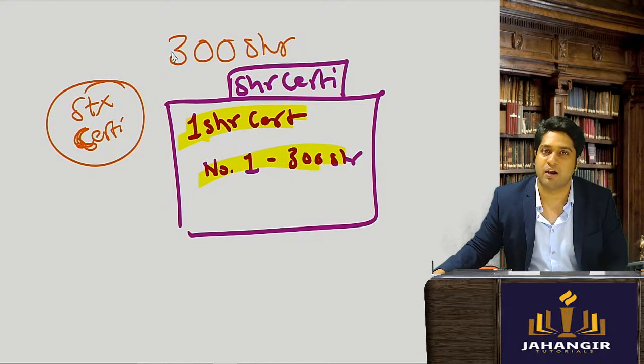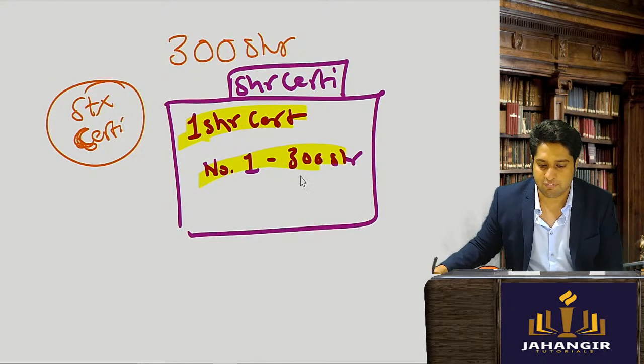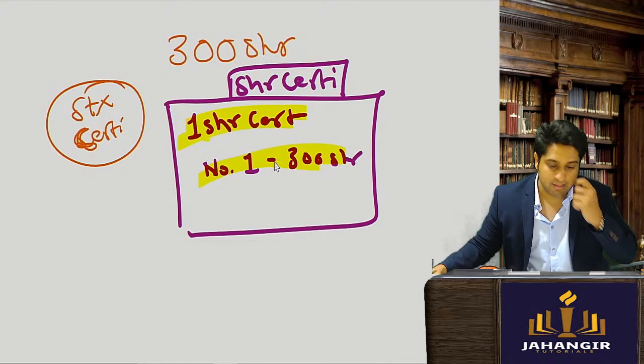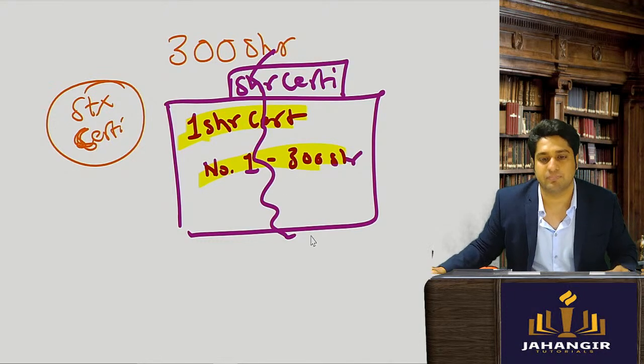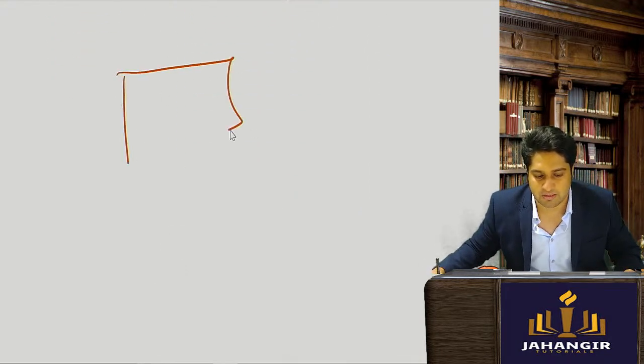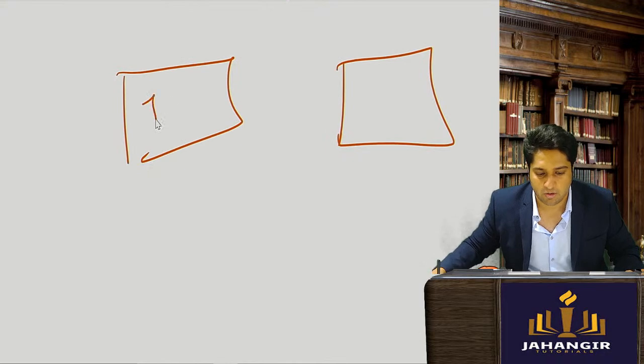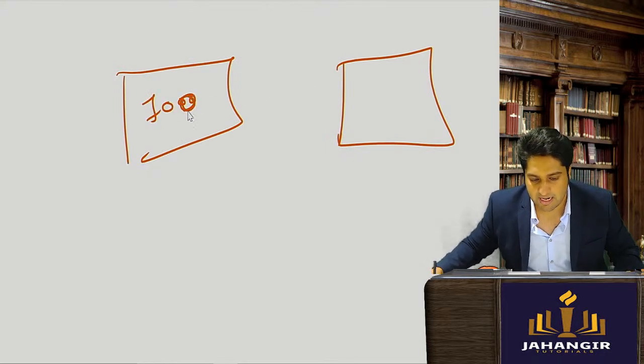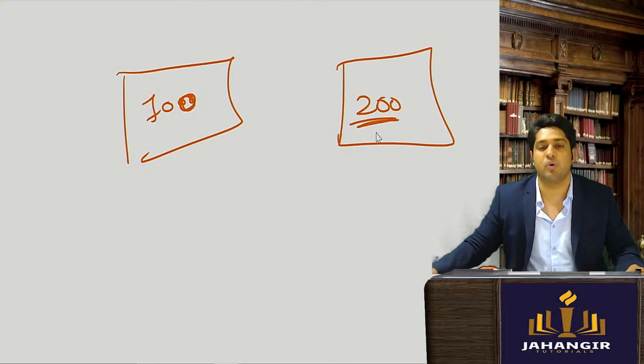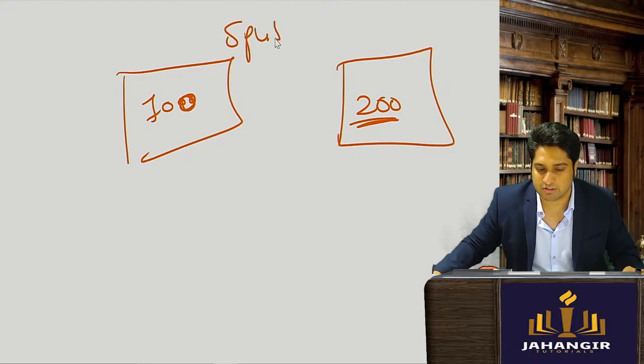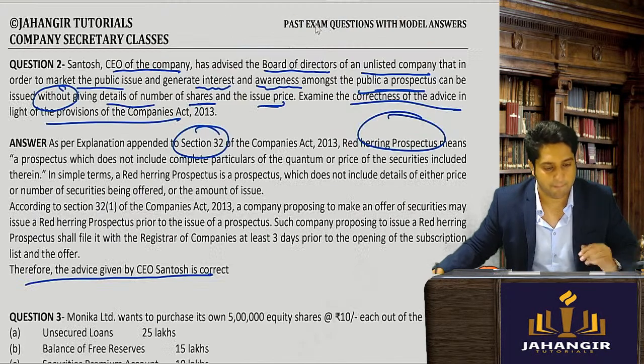Now, in this stock certificate, what if I want to sell off 100 shares? If I want to sell off only 100 shares, do you think they are going to tear this up? Answer is no. You have to surrender this and a split certificate will be issued by the company. One is of 100 shares and the other one will be in my name of 200 shares. So this is the concept of split certificate.